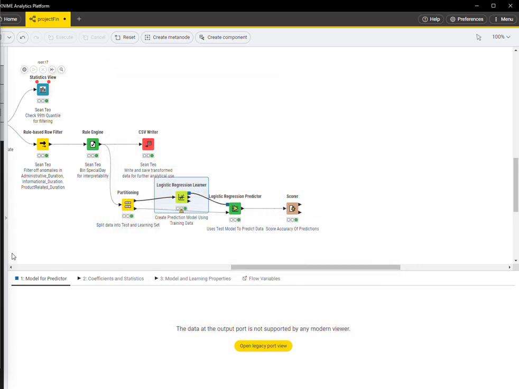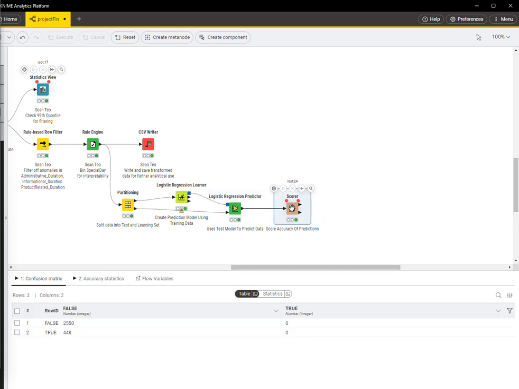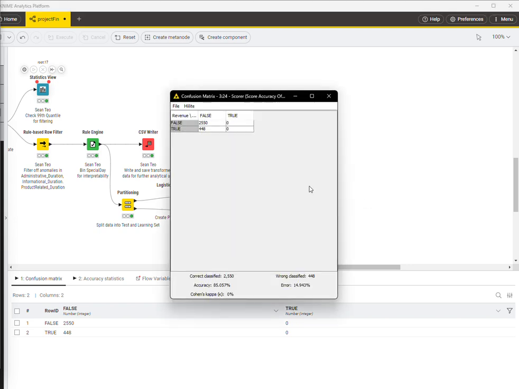I then used the logistic regression predictor node to use the test data set from which I split from the partitioning node to compute predicted outputs for each row and evaluate the model's accuracy. The numeric scorer then takes this predicted output and compares it to the actual numeric value from the test data from the partitioning node to compute performance statistics in numeric data, where I can see that there is an 85% accuracy in the train prediction model.